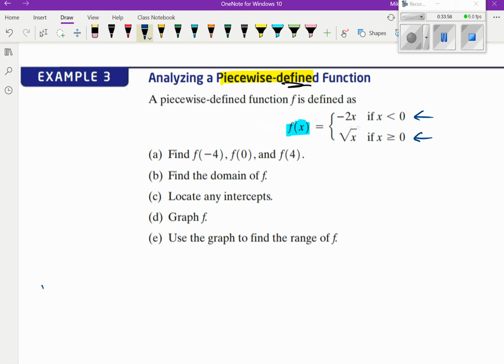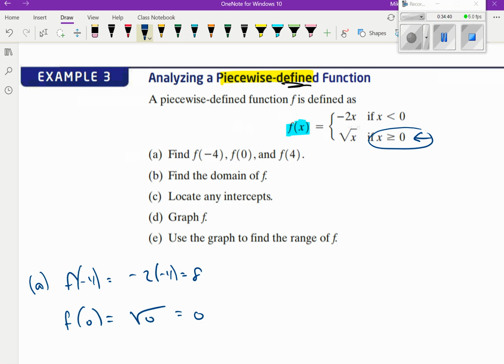So I'm splitting up my function into different parts. Okay, so on letter A, let's see what we can do here. Letter A says find f of -4, f of 0, and f of +4. So if I want f of -4, I need to figure out which of these two pieces I am referencing. Am I referencing the top part when I'm less than 0, or the bottom part when I'm bigger than or equal to 0? Well, -4 is on the left side of 0, so I want to use this top part. So I want -2 times -4, so that's going to end up being +8.